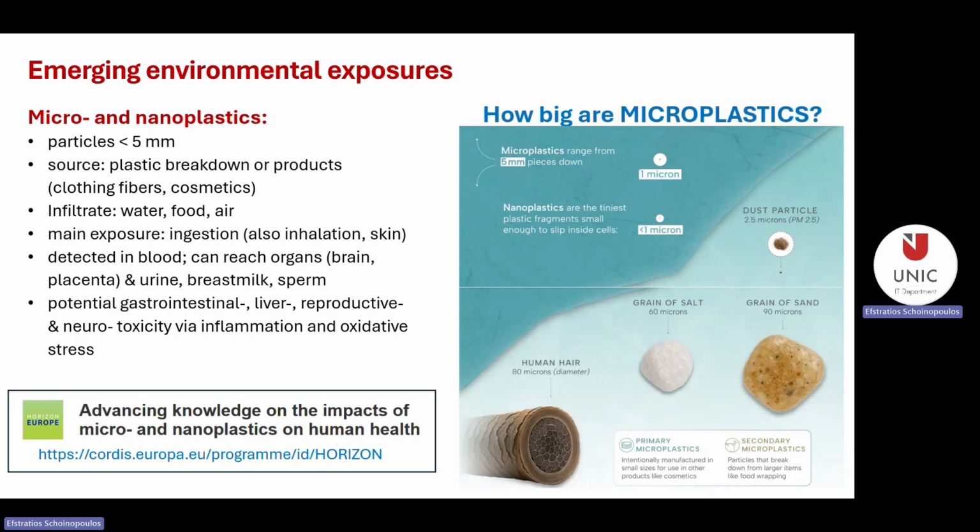Studies have detected microplastics in the blood, and the smaller they are, the easier it is for them to travel through the bloodstream and reach organs such as the brain and placenta. They have also been detected in urine, breast milk, and sperm. We are very interested now to investigate the possible effects of micro and nanoplastics because they may contain chemical components that are very harmful, and they have the potential to induce, via inflammation and oxidative stress, different kinds of toxicities.